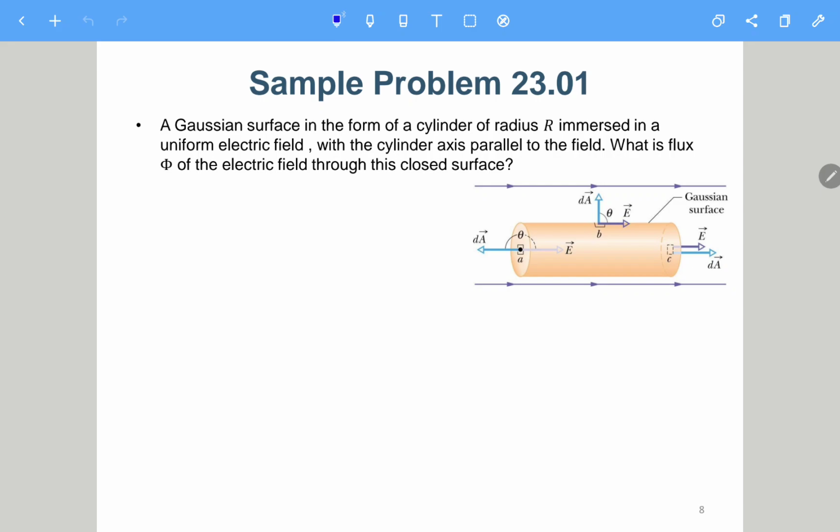Okay, so let's see a sample problem. A Gaussian surface in the form of a cylinder of radius r is immersed in a uniform electric field with the cylinder axis parallel to the field. What is the flux phi of the electric field through this closed surface? Here we have a cylinder rather than a sphere.